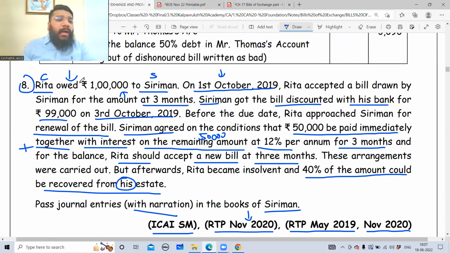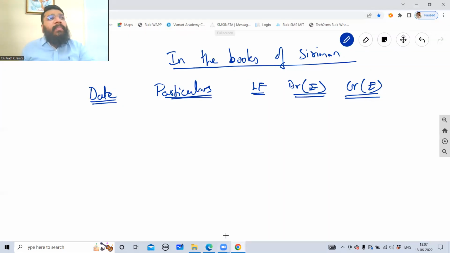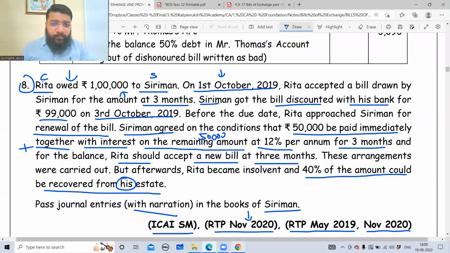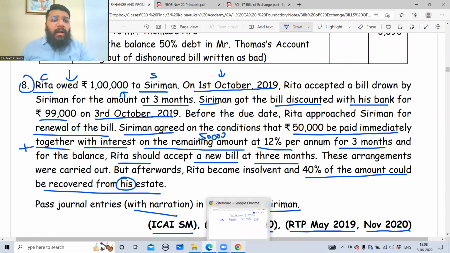Straight away, the question is Rita owed. It did not give us information for purchase and sale, but let's do it for ease of understanding. In the exam, you're not supposed to do this. If you want to do it, you can do it in the rough work area. So it is Rita account debit to sales.